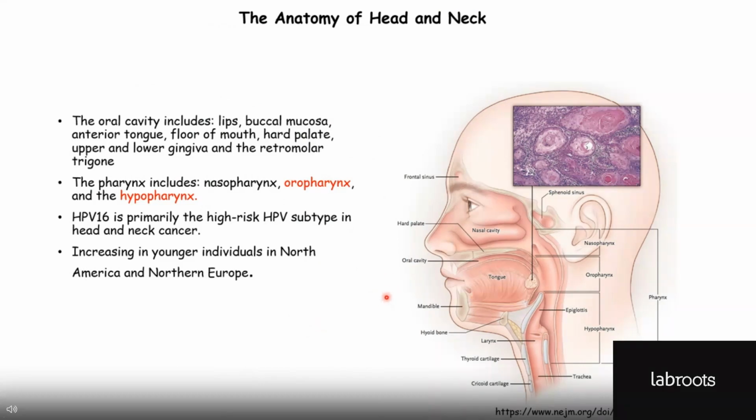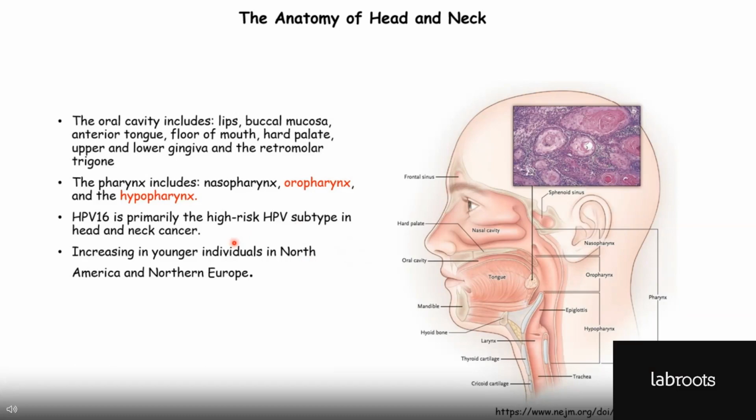So essentially, the anatomy of the head and neck cancer is primarily where the HPV resides. Here is the pharynx region, which is essentially called the nasopharynx, oropharynx, and the hypopharynx. This is where HPV resides, and if you were to take a swab out of this region, you can actually stain for P16, which is a surrogate marker for HPV, which is a completely different story, but that's how it is being done here.